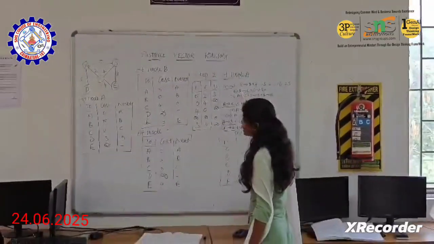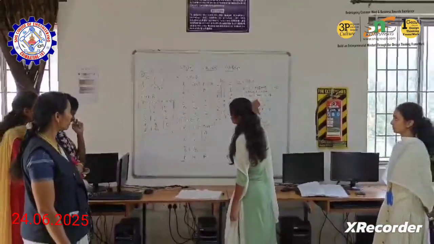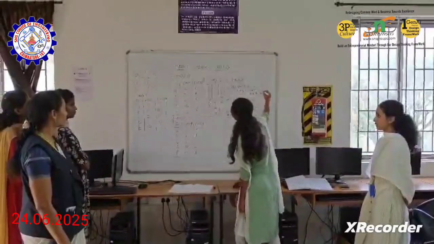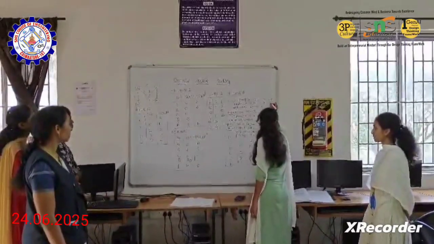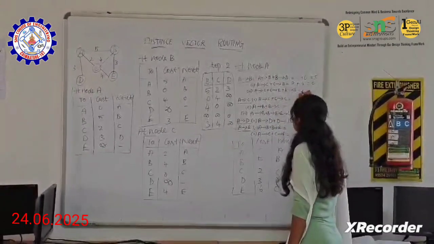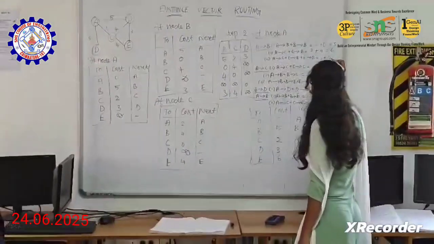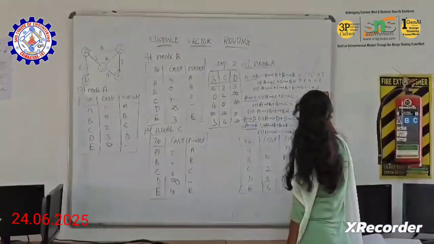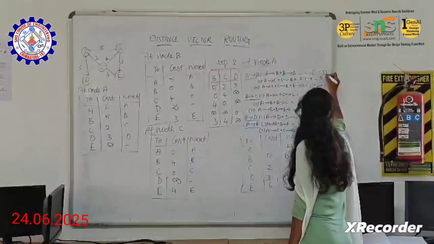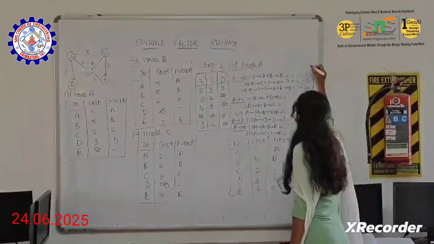The next possible path is A to C and C to B. The distance between A and C is 2 and C to B is 4, so the value is 6. The next possible path is A to C, C to E and E to B: A to C is 2, C to E is 4 and E to B is 3. So we have to calculate the minimum of these values. The minimum is 5.